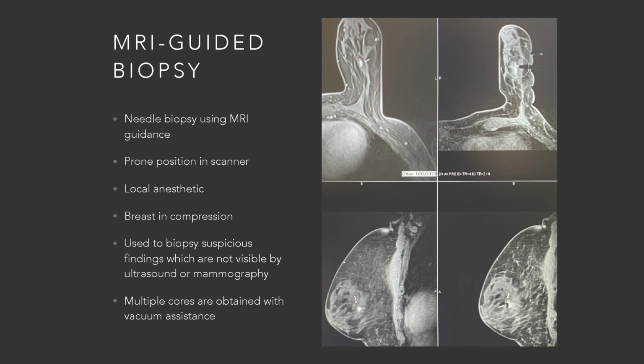MRI-guided biopsies. So here we're using MRI for guidance. The patient's going to be in the prone position, so they're face down. The breast will be in compression. We'll use a local anesthetic. The MRI-guided biopsies are utilized when findings are only seen by MRI, so we can't see it on ultrasound or mammography. And in this case, multiple cores will be obtained with vacuum assistance, similar to the stereotactic unit.